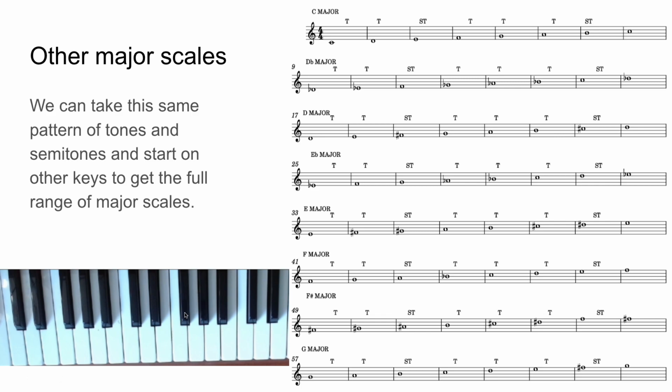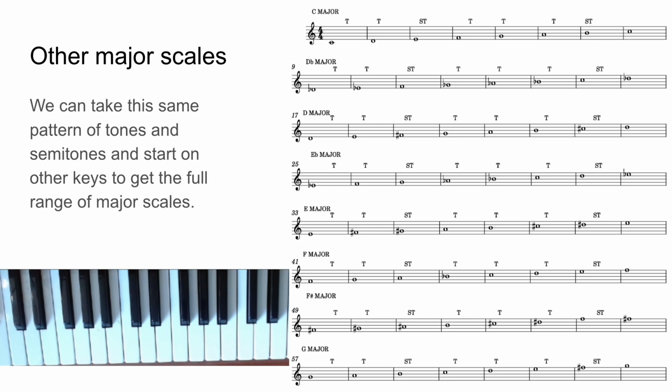Go up a tone, we get to F sharp. Go up a semitone, we get to G. Go up a tone, we get to A. Go up a tone, we get to B. Go up a tone, we get to C sharp. Go up a semitone, we get to D. And again, that's got the same kind of sound as the other 2 major scales that we played through.